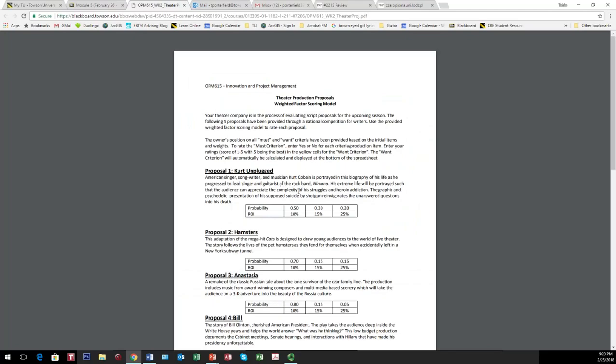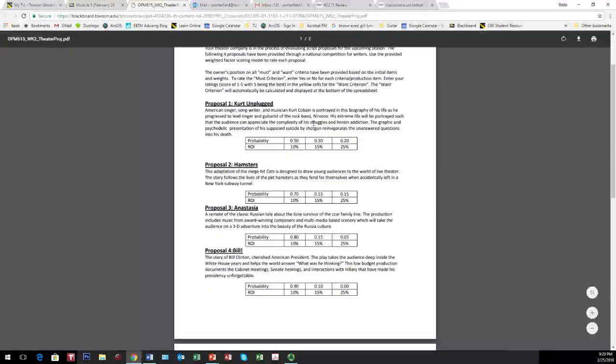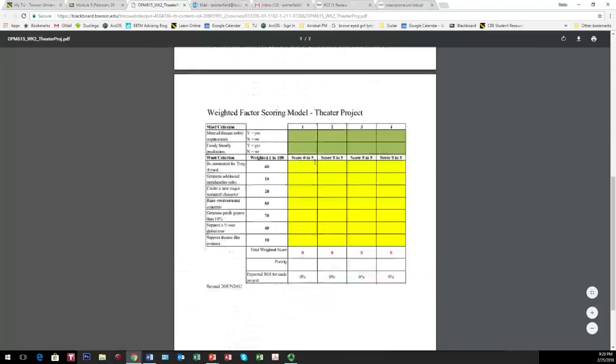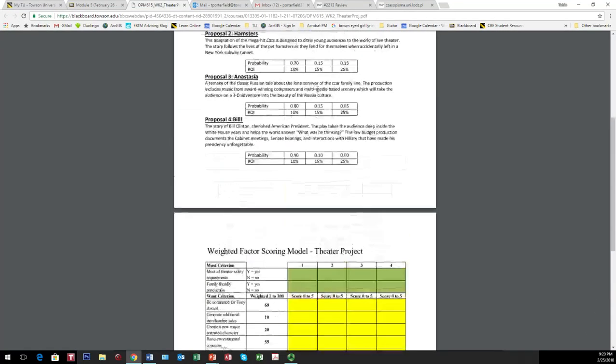This is the document that you were provided, and essentially the proposal is for a theater company to consider 4 different plays that they might put on. You have some information about each play, and you'll be completing what's called a weighted factor scoring model, which has been created in Excel, and it's available to you. And you'll learn in the chapter about weighted factor scoring models, but please, again, allow time to do your analysis.